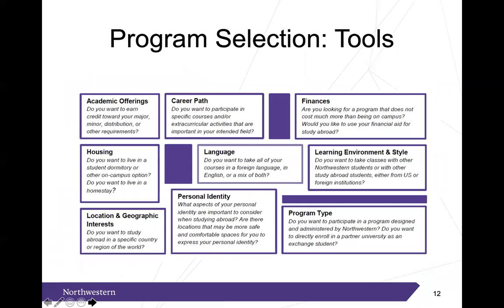To help students answer those questions, the GLOW website offers a ton of resources to help you navigate the program selection process. For instance, let's take a look at this visual. You can see that there are different categories that are crucial for program consideration, such as finances, housing, academic offerings, location, personal identity, program types, language, career paths.